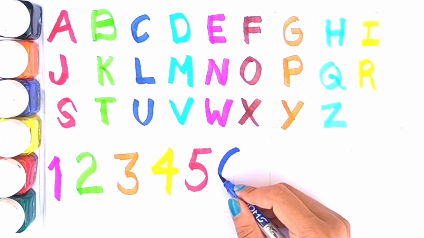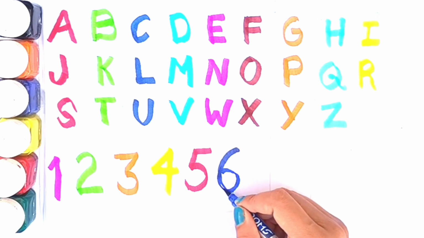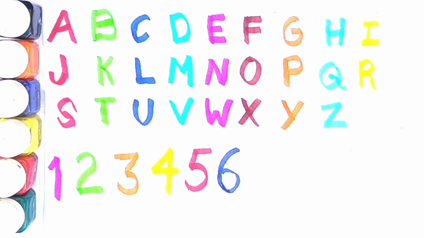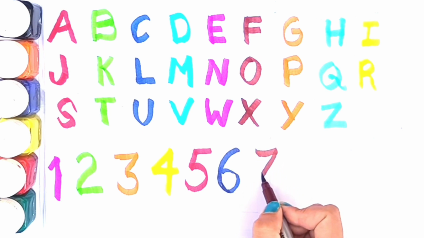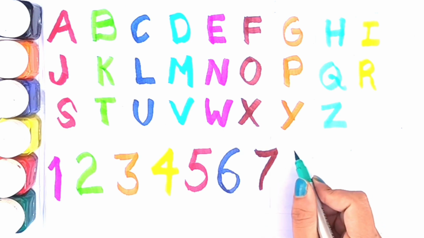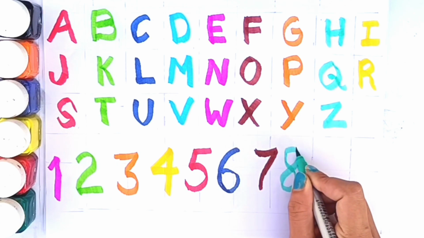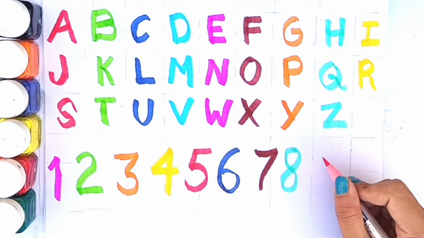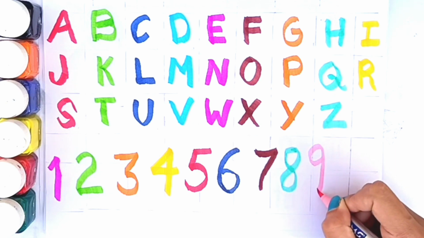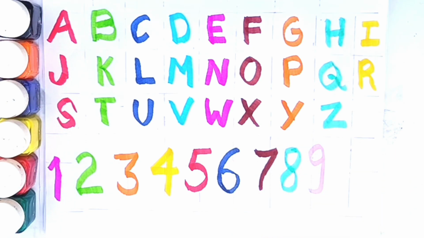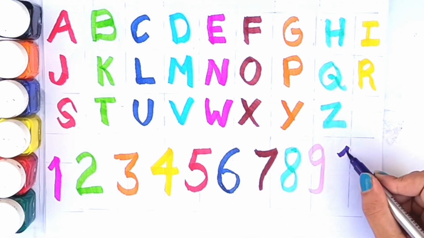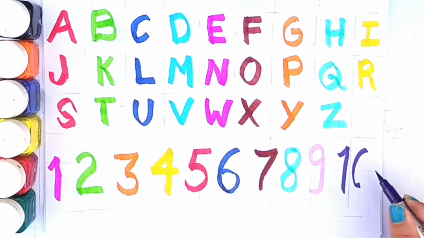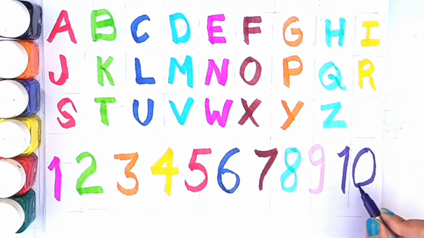6. 7. This is 7. 8. 9. And the last is 10. 1 0 10. 1 to 10 counting and A to Z alphabet.